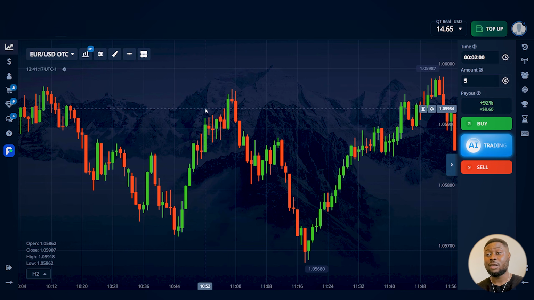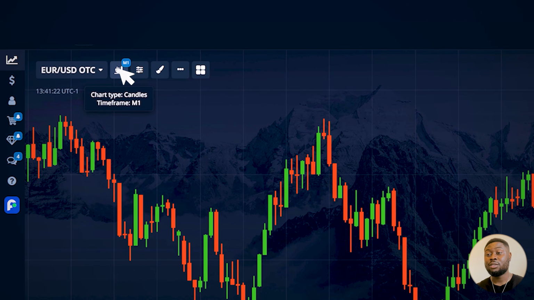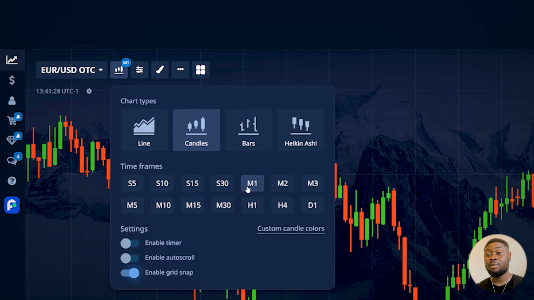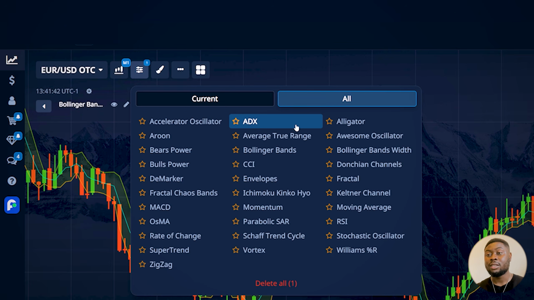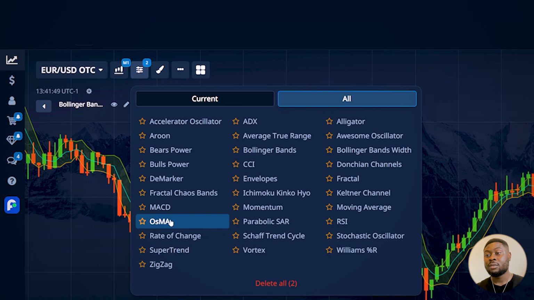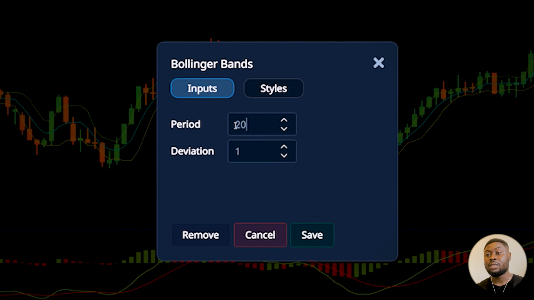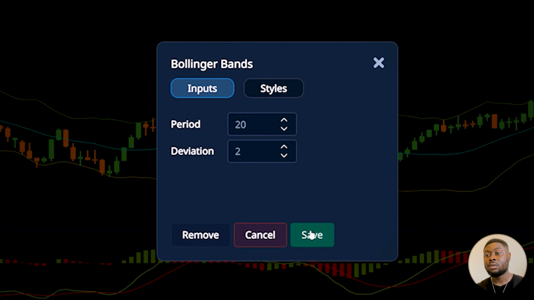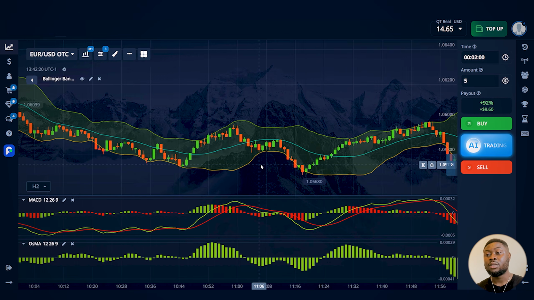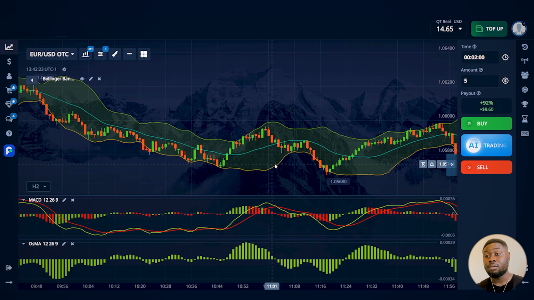Before we start analyzing this strategy, you need to set up your account correctly. I'll use the candle chart type, and the time frame will be 1 minute. Let's move on to the indicators. I'll need Bollinger Bands, MACD, and OSMA. I'll set the period of the Bollinger Bands indicator to 20, and the deviation will be 2. I'll leave the standard settings for the other indicators. They're completely suitable for this method.